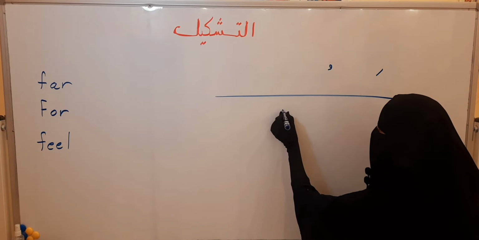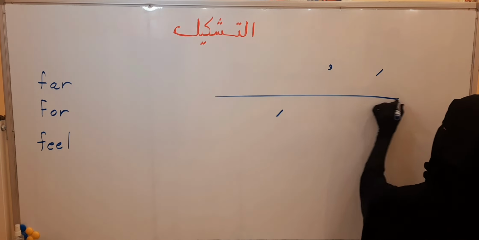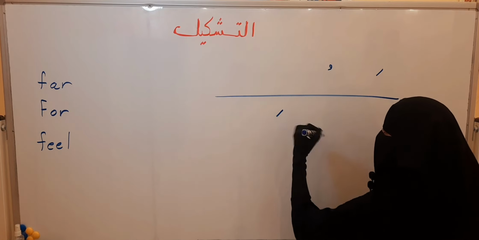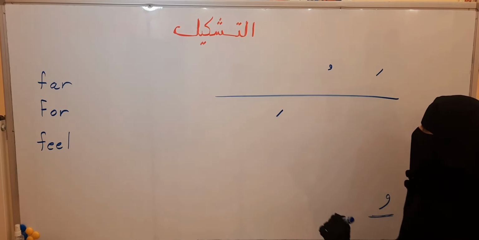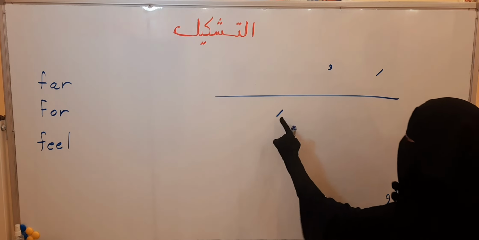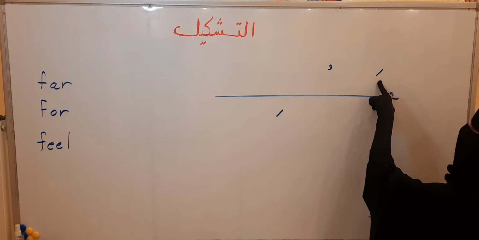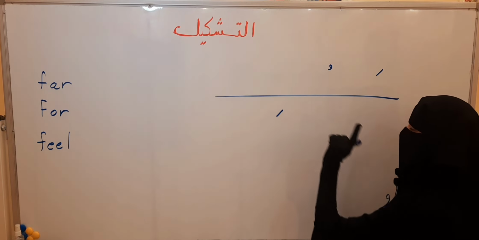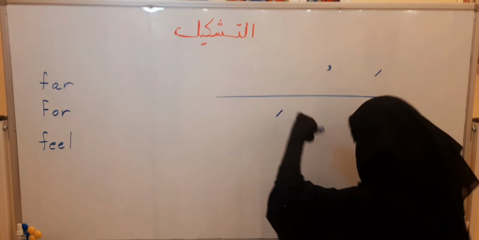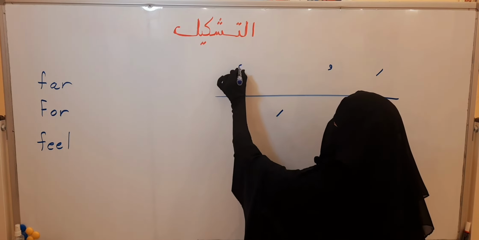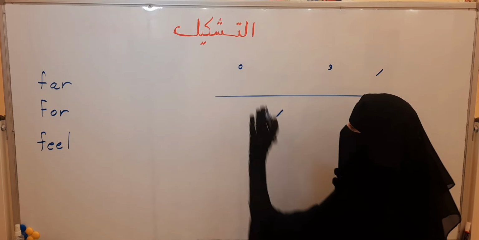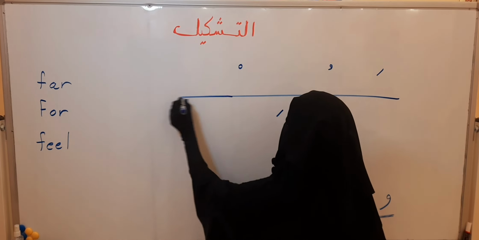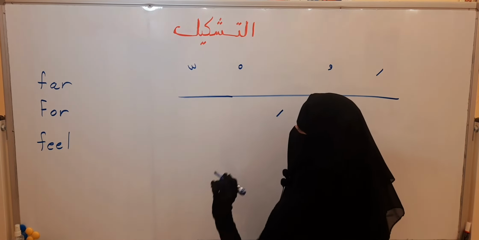Kasra, it is written under the line. This is the line of writing. Al-kasra, i. We write it under the line. Kasra, i. Fatha, a. Dhamma, u. Kasra, i. The one before the last is sukoon. Sukoon. It is a consonant. The last one is shadda.